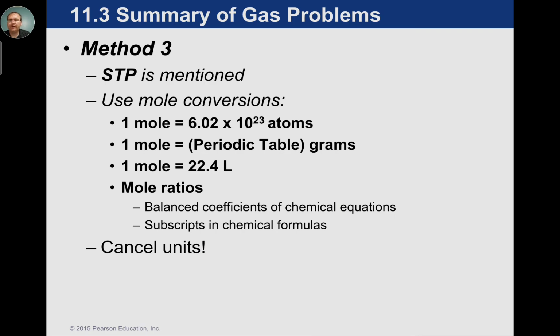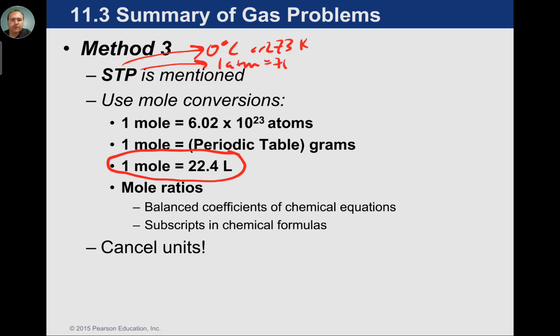The easiest one to recognize is method 3 because it's going to say STP somewhere. If it says STP somewhere, it's telling you that it's safe to use the 22.4 magic number. If STP is not mentioned, then you can't use that number. Standard temperature is 0 degrees Celsius or 273 Kelvin. Pressure is 1 atmosphere, which is also 760 millimeters of mercury.